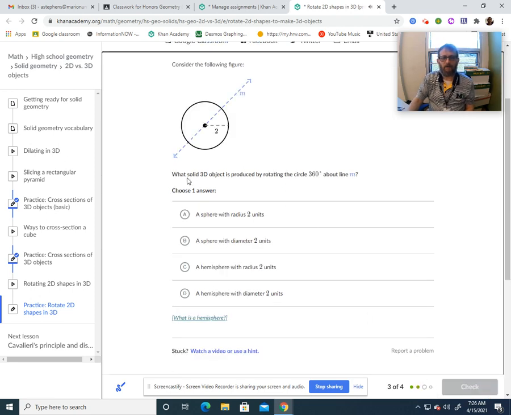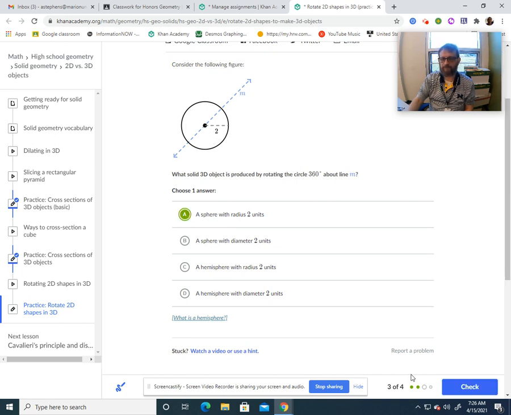Okay, now we're going to rotate this circle around the line. Now, if you rotate a circle around a line, think about what happens. You're basically taking that circle and you're spinning and it turns solid. You're not going to end up with a hemisphere. You're going to end up with a whole sphere. Okay, so you're spinning it, you end up with a whole sphere, and again, it's a radius of 2, not a diameter of 2.